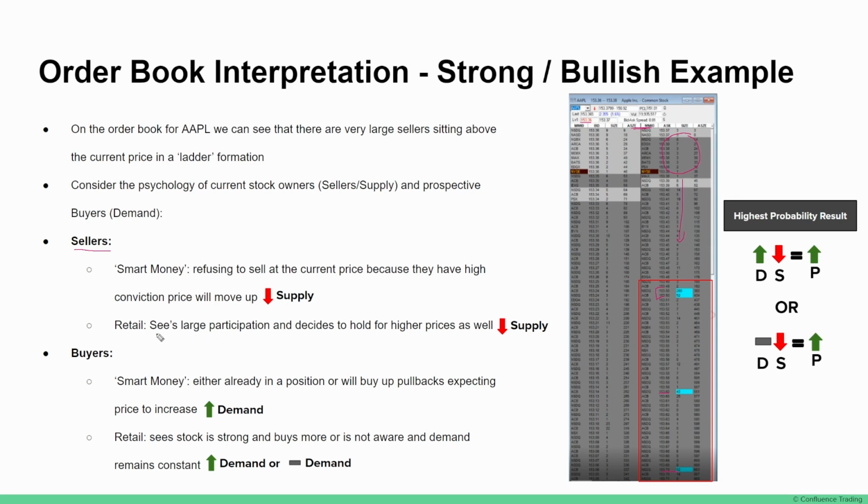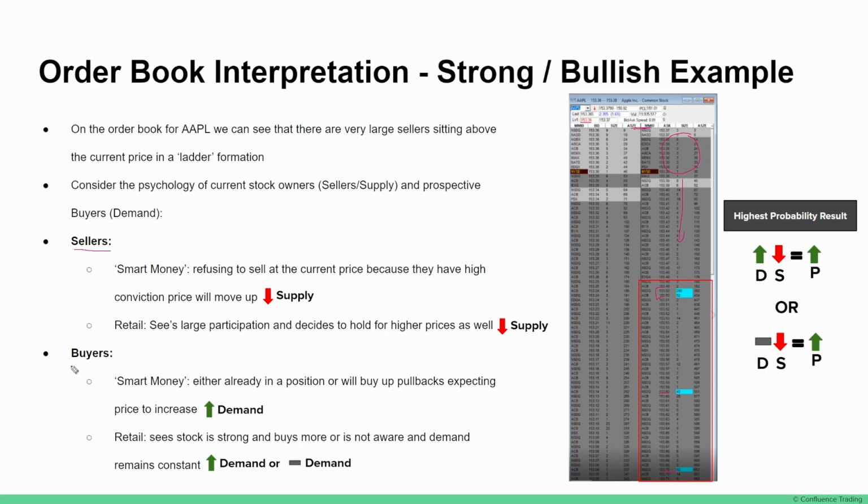Now, the retail side of the house, if they're more established prop traders or more experienced individual retail day traders, they'll also see this level 2, and now you will as well. And you'll understand that the larger participants want to sell up here. Well, I'm going to hold as well then, and that will again decrease supply.